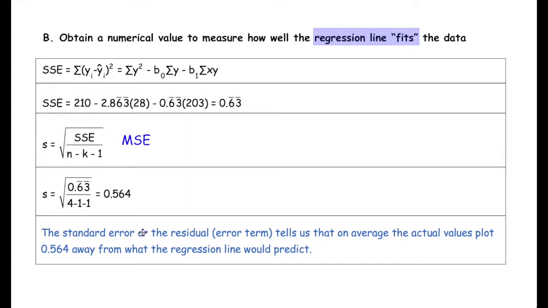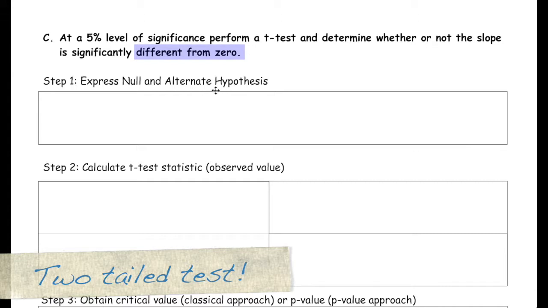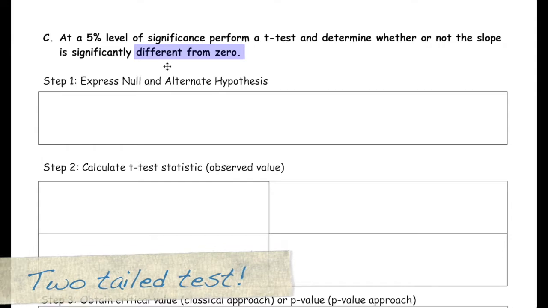Let's move on to part C. Here it says, at a 5% level of significance, perform a t-test and determine whether or not the slope is significantly different from 0. So at this point, we've got to perform the steps for a hypothesis test. The very first step of any hypothesis test is simply to express the null and the alternate hypotheses. And in this example, we're being told that we want to figure out if the slope is different from 0.